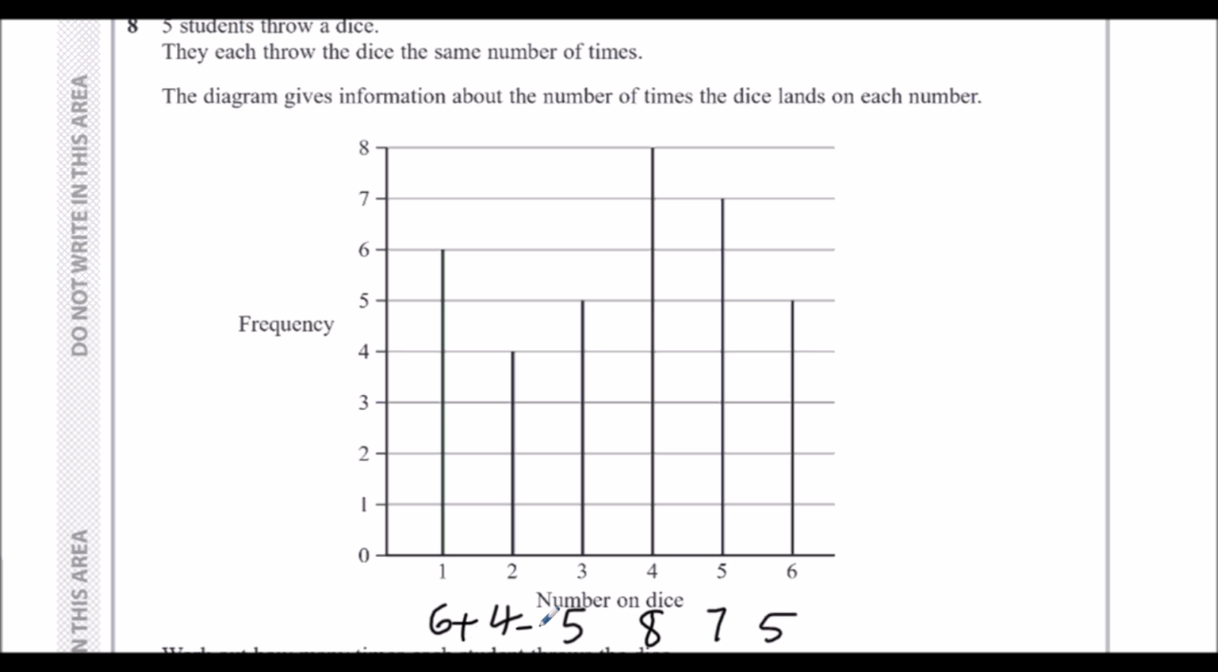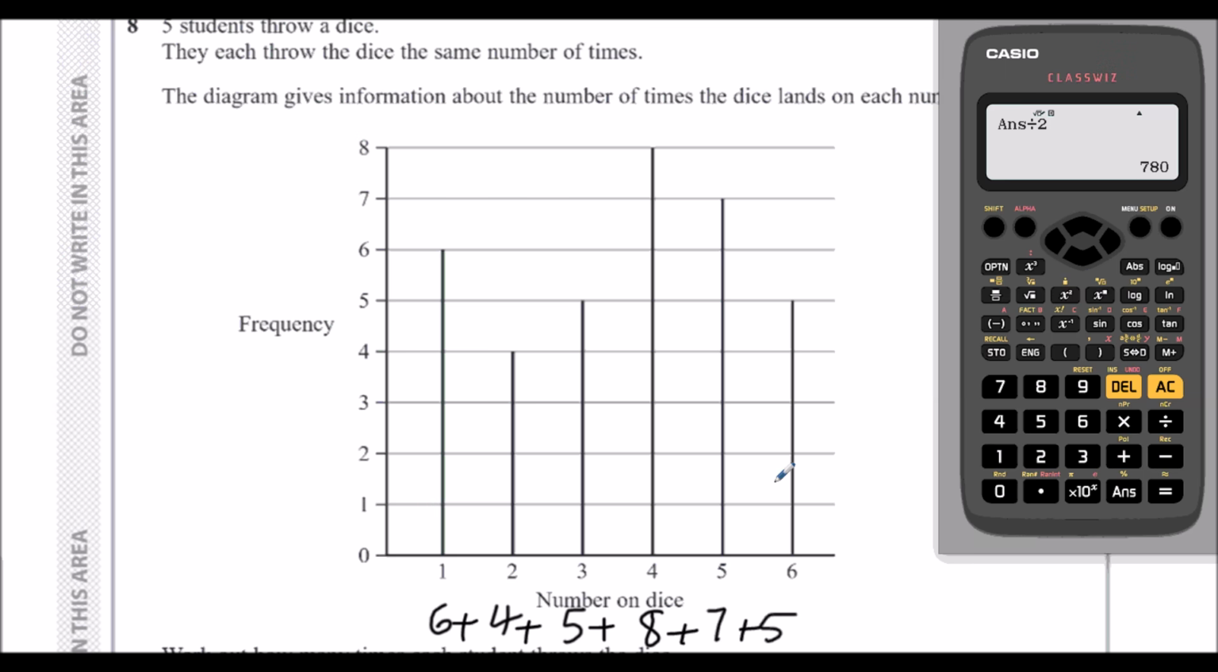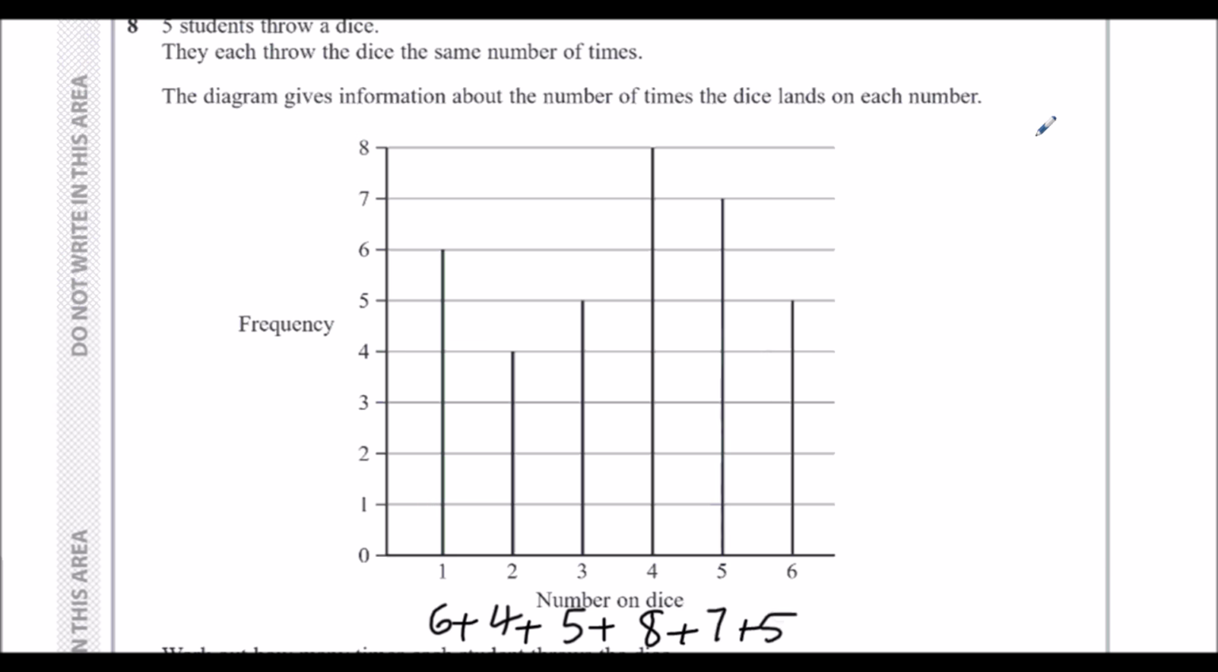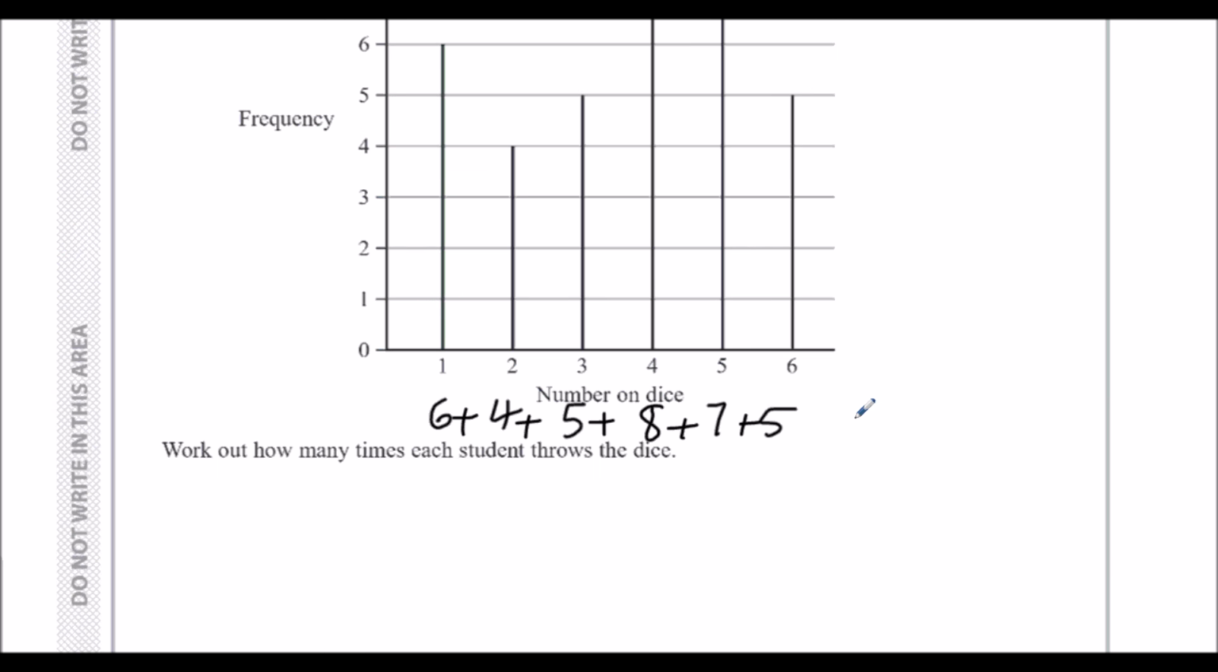So let's add all of those together and see how many throws of the dice there were. So 6 plus 4 plus 5 plus 8 plus 7 plus 5. And that is 35. So there were 35 throws.